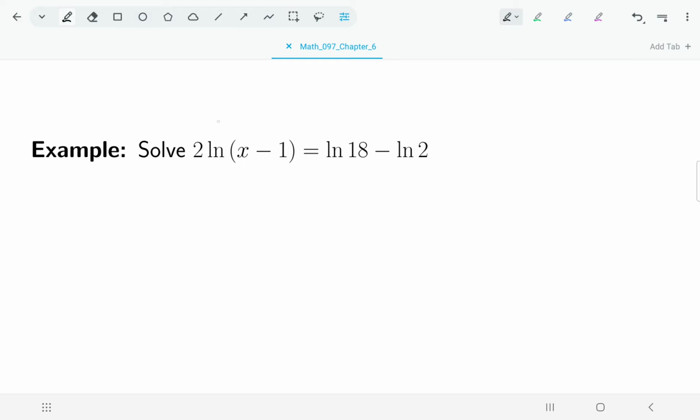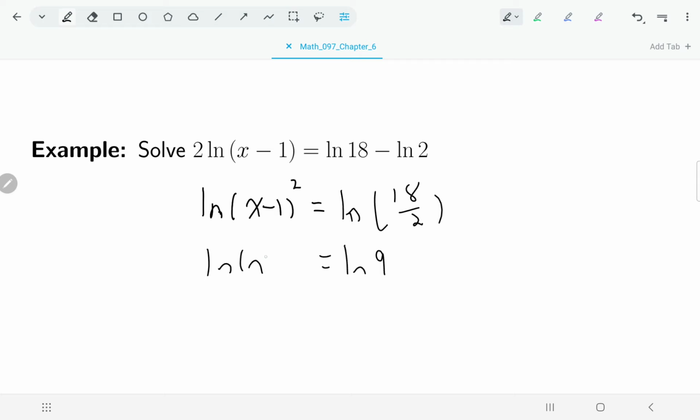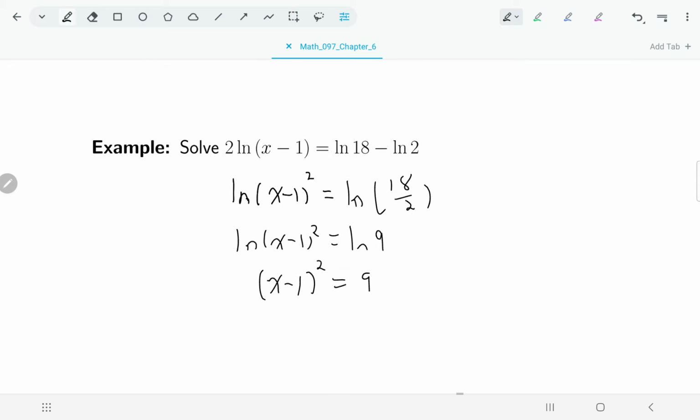So in this case, I'm going to use my properties of logarithms and say that the 2 times the logarithm could be brought up as an exponent. So 2 natural log of x minus 1 becomes natural log of x minus 1 squared. And natural log of 18 minus natural log of 2 becomes natural log of 18 divided by 2, which is the same thing as natural log of 9. Okay, so now I've got one natural log equal to another natural log, so I can conclude that the insides, the x minus 1 squared and the 9, must be equal to each other.